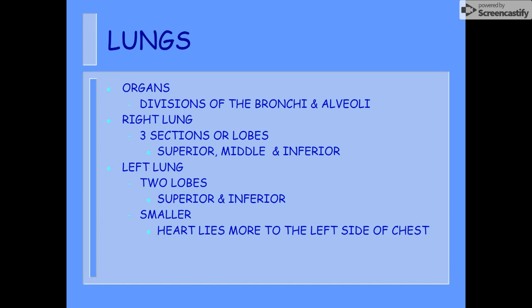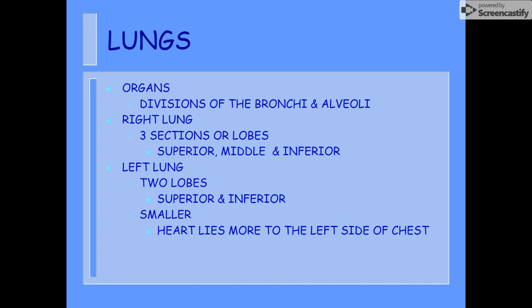On your notes, if you look where it says alveoli, go above it, under smallest branches, it says lungs. So I have these out of order, I'm sorry. But your lungs are organs. They're the division of the bronchi and the alveoli.